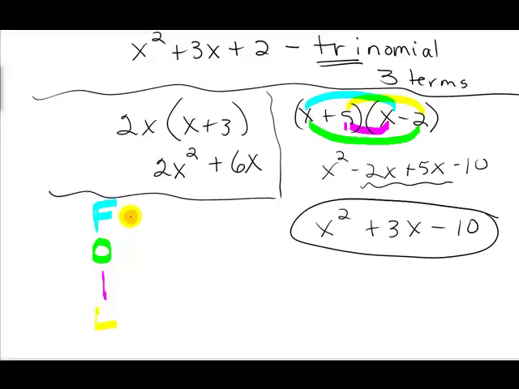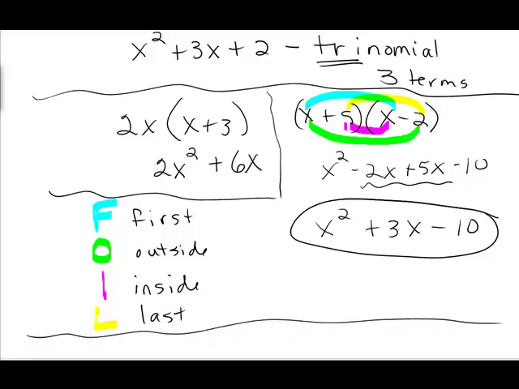So let's come back over here. This was first, outside, inside, and last. This is just one cute little way that people have learned to remember what to do, but essentially you're going to multiply this x times everything in the second binomial, this 5 times everything in the second binomial, and then combine your like terms.